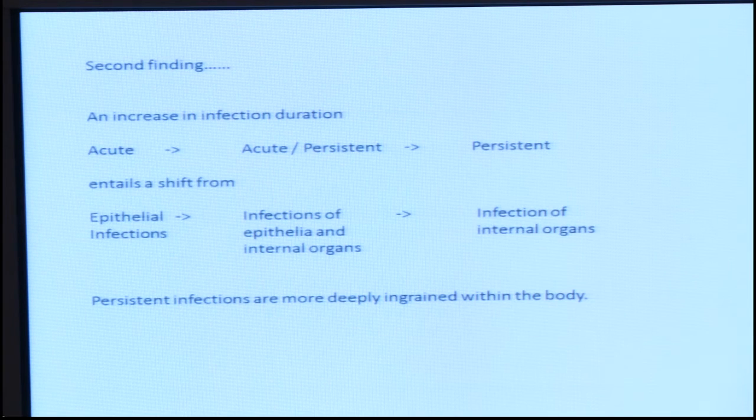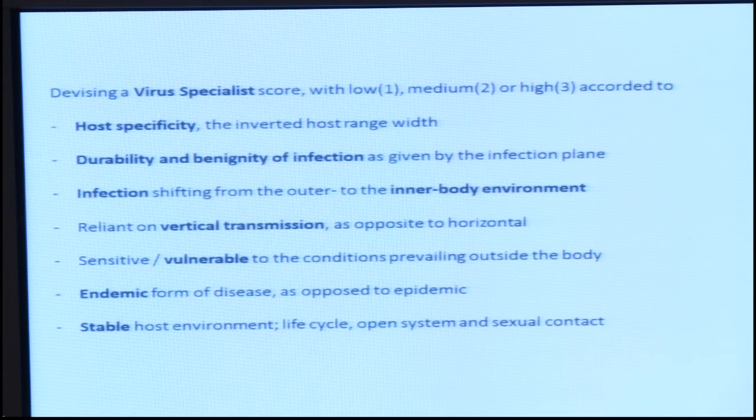A second finding is that if we look at the names of the infection or disease, we actually also get an indication of organ system tropism and the location of the infection within the body. And this now tells us that epithelial infections are at the acute infection site, whilst at the right side we have internal organ involvement. And in between we have mixed forms. Now, we have some basis to piece together the trait profile of a specialist virus.